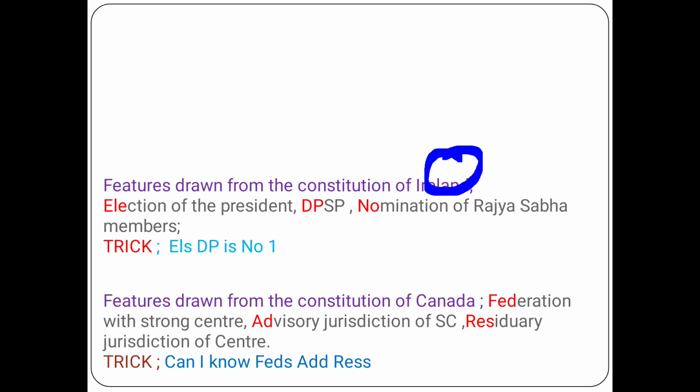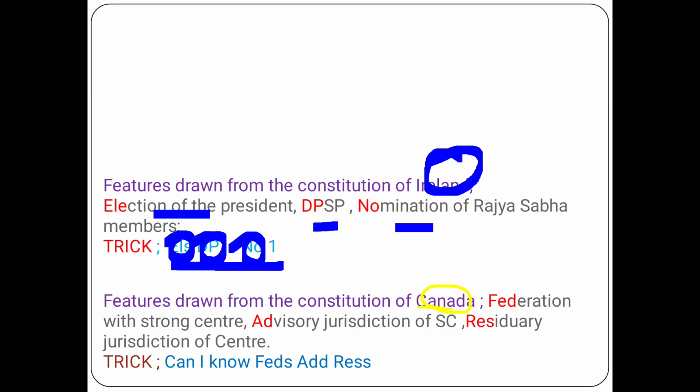Features drawn from the Constitution of Ireland are election of the President, directive principles of state policy, nomination of the members of Rajya Sabha. The trick for this is Elise DP is number 1. Here Elise means election of president, DP means directive principles of state policy, and number 1 means nomination of members to Rajya Sabha.